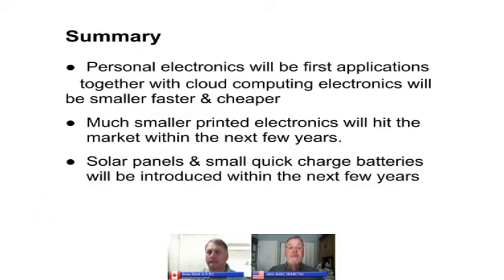So to summarize, we already have graphene-based coatings that are being used to harden cutting tools. Soon there will be paint finishes for cars, which will provide much better corrosion proofing. Personal electronics will be an early application, together with cloud computing electronics, and will make computing smaller, faster, and cheaper. These much smaller printed electronics will hit the market within the next couple of years. The solar panels and small quick-charge batteries will be introduced within the next few years. For our clients and asset-based lenders, these changes will bear close watching.